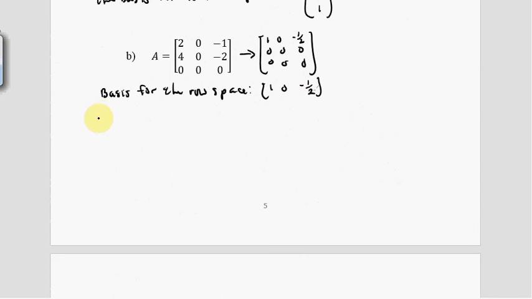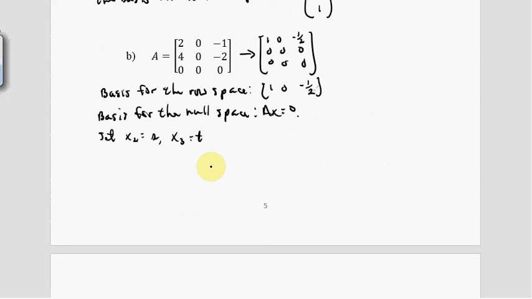Now the basis for the null space, that is when you set AX equal to 0. Here, I have to solve for the infinitely many solution set. Since I have a 0 at A22 and a 0 at A33, it tells me that x sub 2 is a parameter and x sub 3 is also a parameter. So we set x sub 2 equal to s, x sub 3 equal to t. Now x sub 1 is equal to 1/2 t.